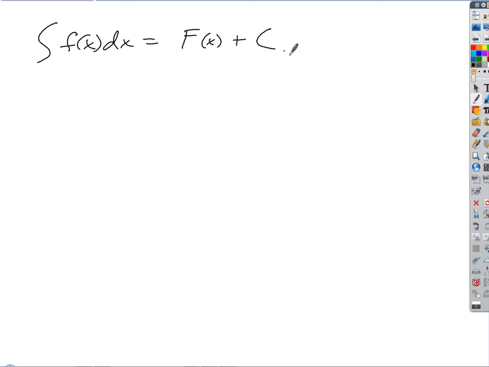Let's have a quick look up here. I want to go back and revisit for a second the antiderivative stuff we talked about at the beginning of chapter 4.